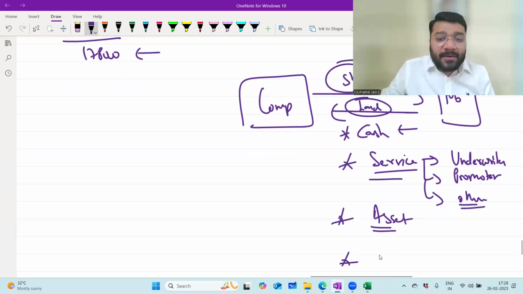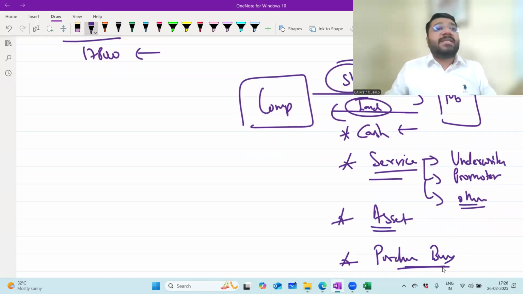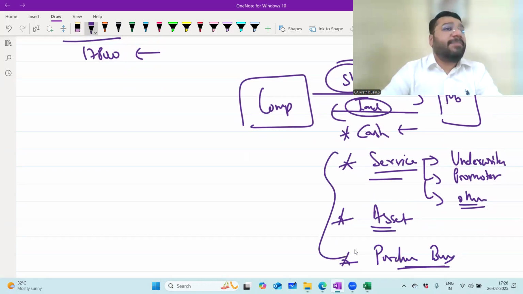And the last one is upon purchase of a business. Companies issuing the shares for what? Buying the business. All of these were extensively discussed in the CA Foundation.